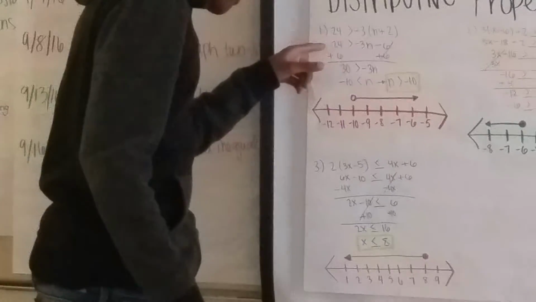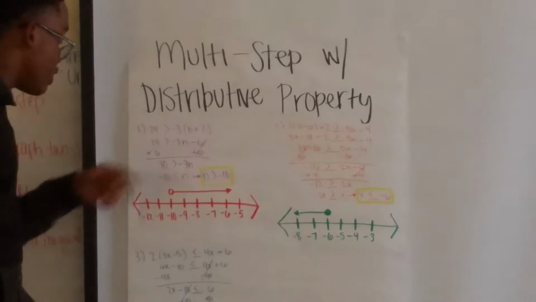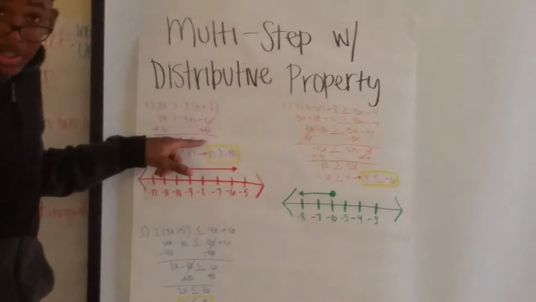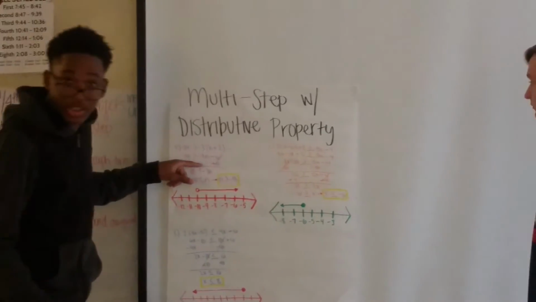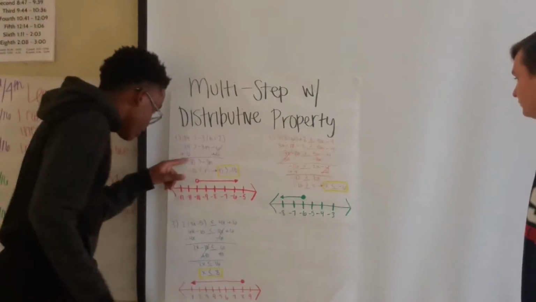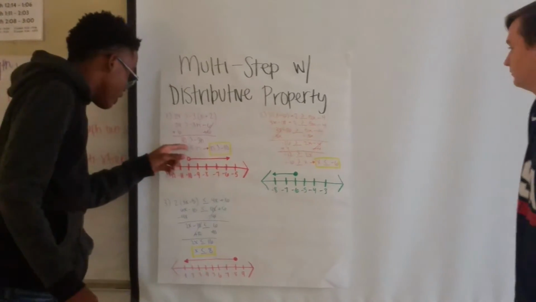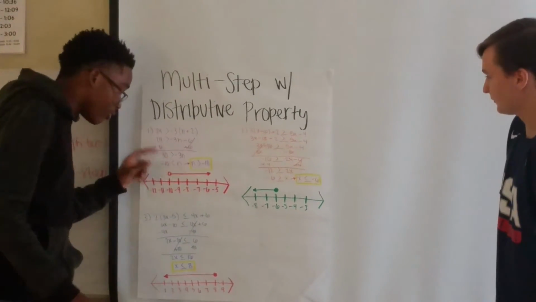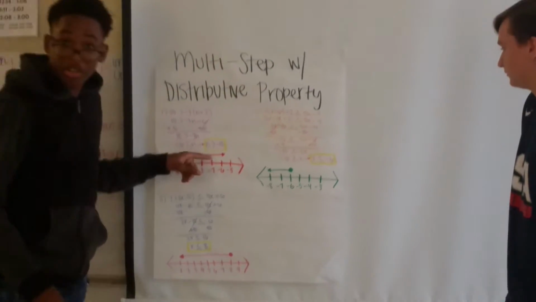So first, we did the distributive property and got negative 3n minus 6. Then we brought down 24. Then we added 6 to both sides. You don't do it with the variable. So then you got 30 is greater than negative 3n. Then we divided by negative 3 on both sides, and we had to flip the sign because it was negative. And we got n is greater than negative 10.